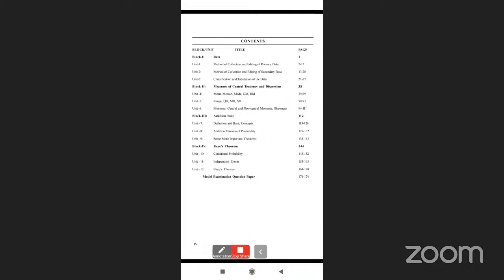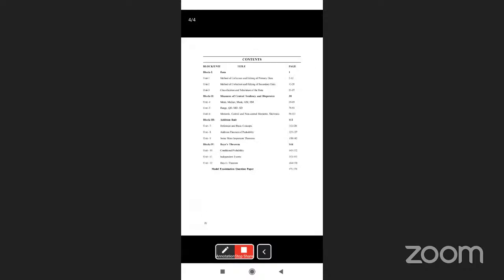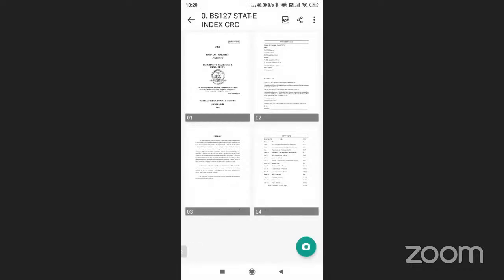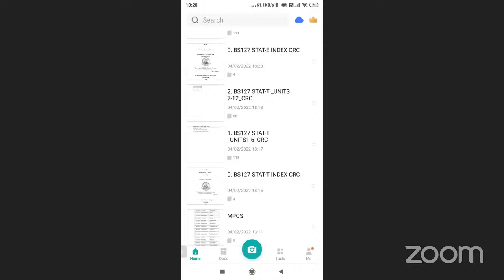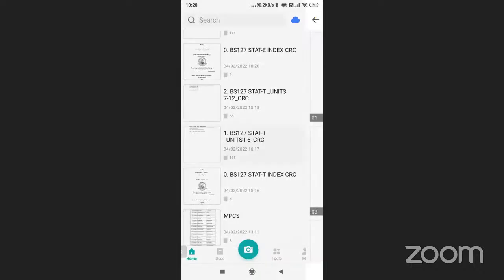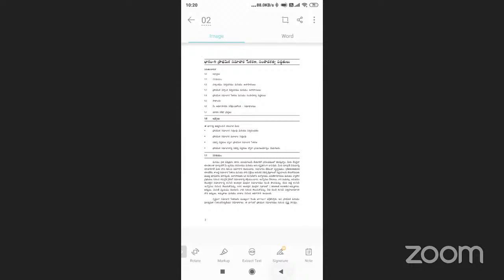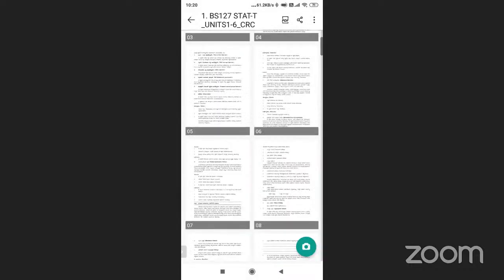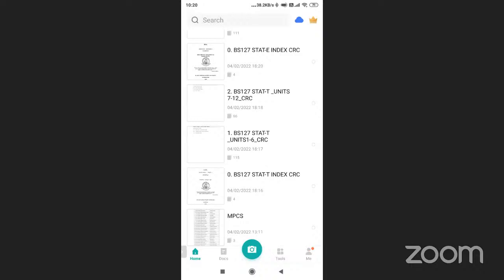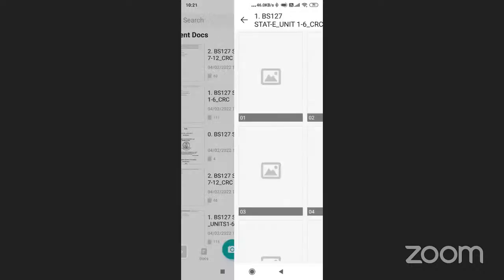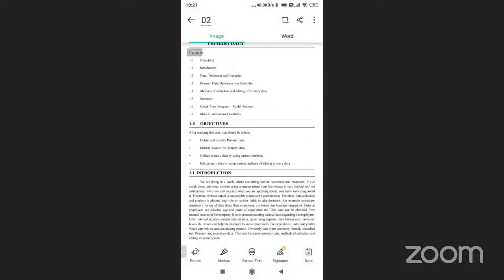So in this data, what is the meaning of data? First of all, data is nothing but the numerical values or figures. Numerical values or figures are known as data. Okay. So this is unit 1.